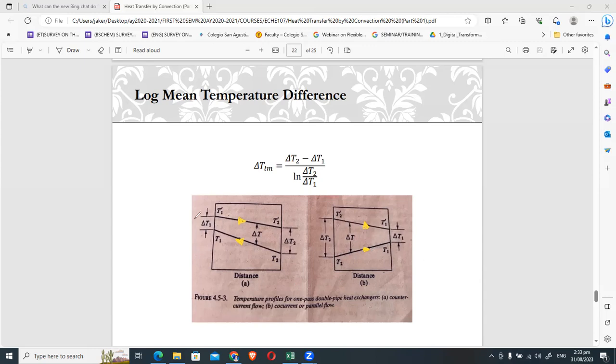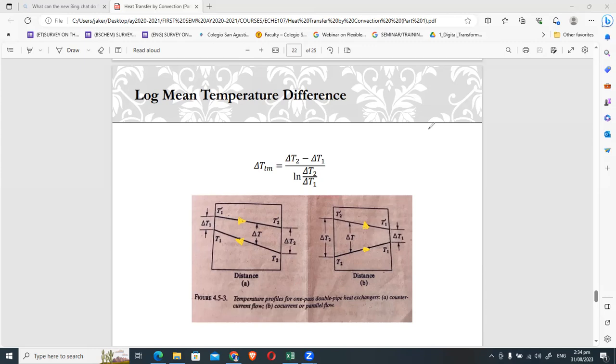So if this is delta T1 here in counter current flow, this is now your delta T2 in parallel or co-current flow. So suli na siya sa aton language. So your delta T2 here in counter current flow is delta T1 in parallel or co-current flow.